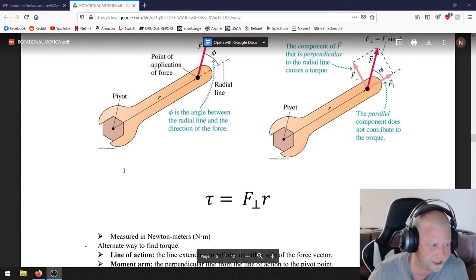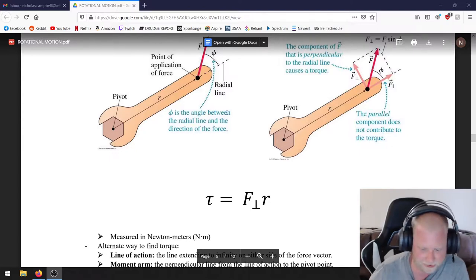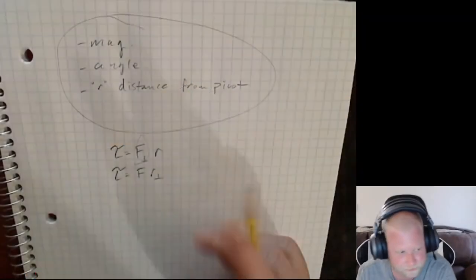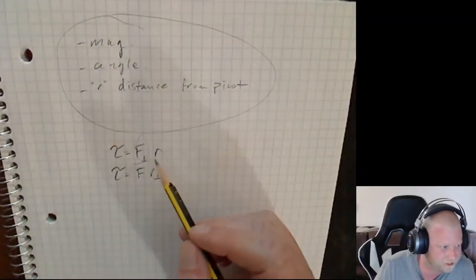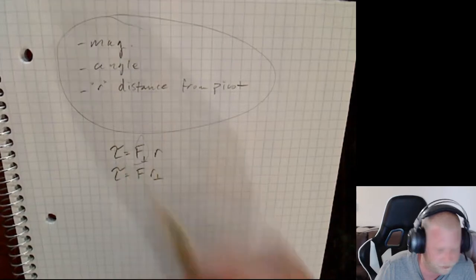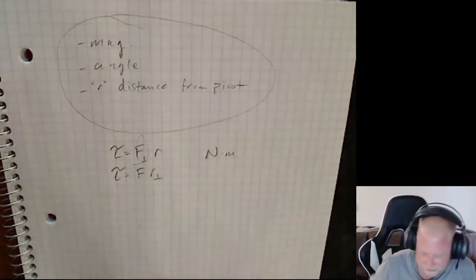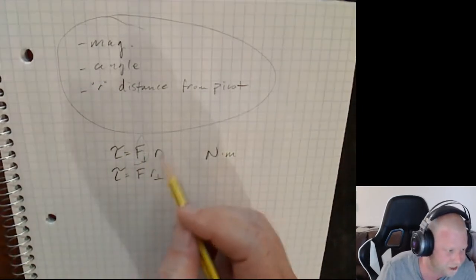And so if we're looking at it in terms of a radial line, only the perpendicular component of your force contributes to the overall torque. Now your torque is going to be measured in Newton meters, right? Force measured in newtons, radius measured in meters.